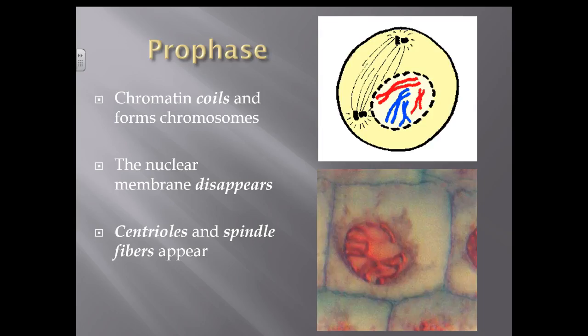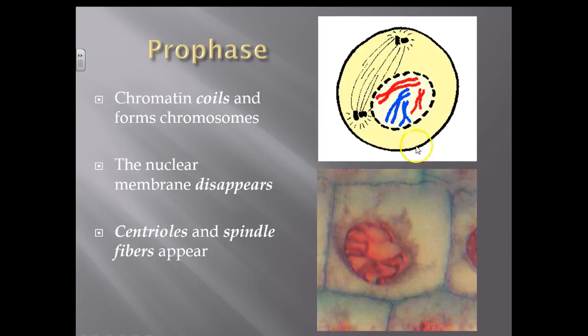prophase. There's 3 main things that happen in prophase. 1, that chromatin that we talked about before that's condensed DNA, it's going to coil up and form chromosomes. So you're going to see chromosomes appear in prophase. You can kind of see down here these things that look almost like spiders or strands. Those are the chromosomes that are forming.